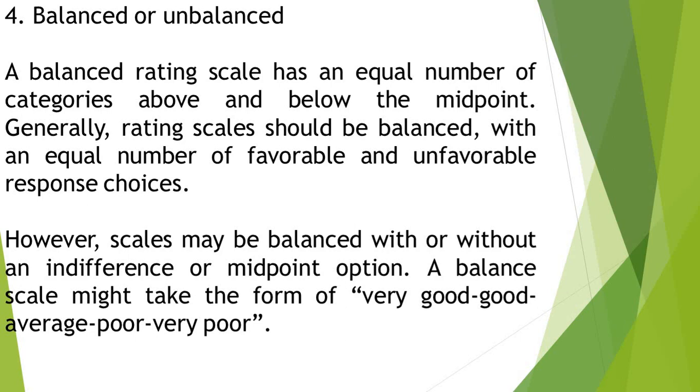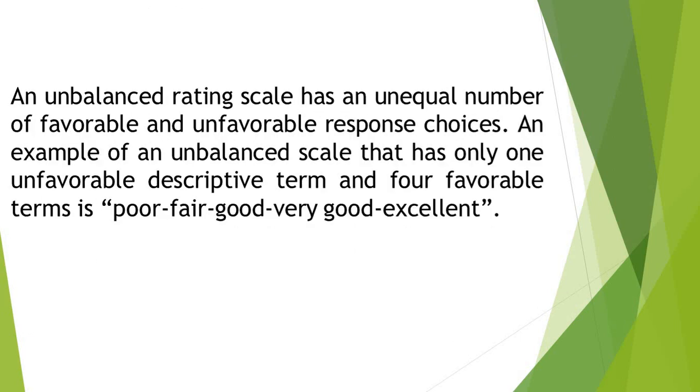Generally, rating scales should be balanced with an equal number of favorable and unfavorable response choices. For example, outstanding, very satisfactory, neutral, poor, and very poor. So we have the 3 point as neutral, 2 as highest, and 2 as lowest. So that is a balanced scale. However, scales may be balanced with or without a midpoint option. A balanced scale might take the form of very good, good, average, poor, very poor.